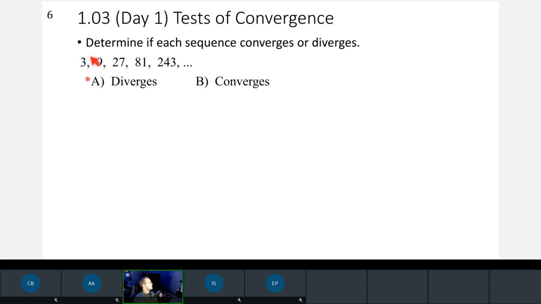All right, number 3, determine if each sequence converges or diverges. Well, this is nice because it's only A or B. So you need to check your notes for the definition of what it means to be convergent and divergent. For this one, we can see it goes 3, 9, 27, 81, 243. Well, it gets bigger, bigger, bigger. So it definitely doesn't converge onto a single number. It's definitely going to infinity. So that would be considered divergent.